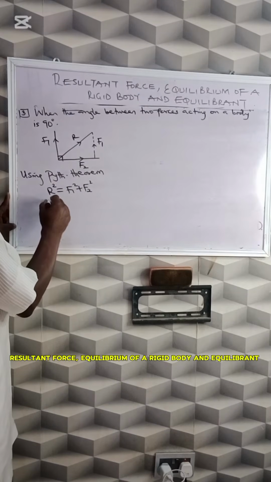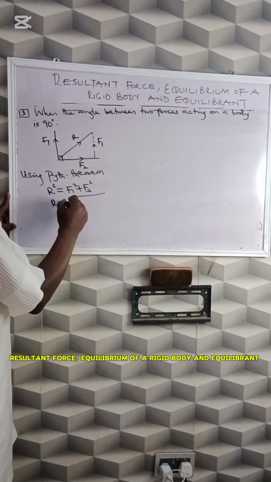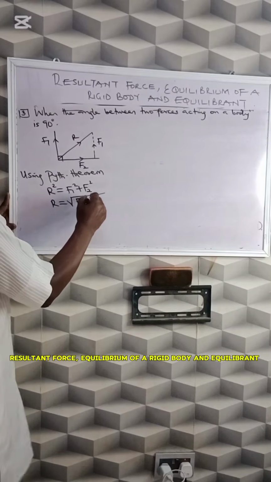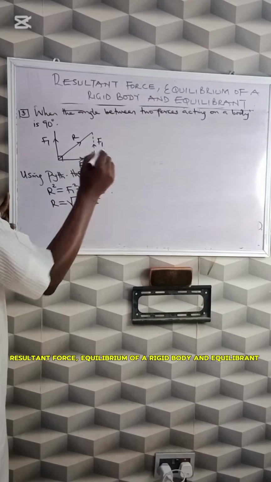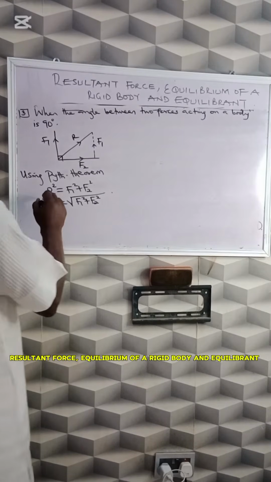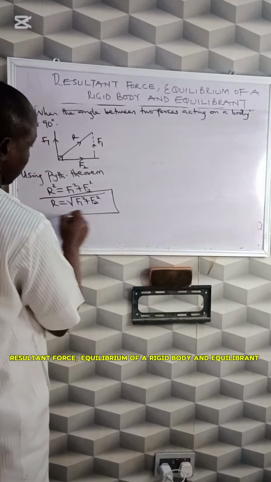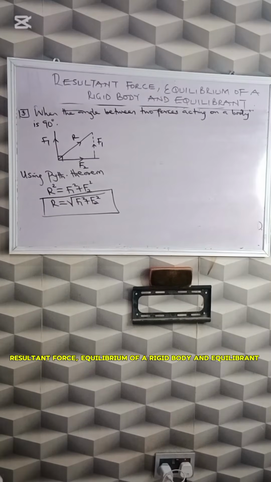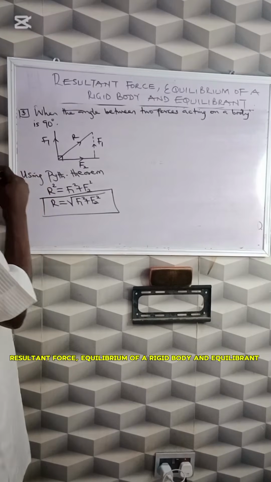So R is equal to the square root of F1 squared plus F2 squared. That is Pythagoras theorem. This is the formula we shall be using to calculate the resultant force when two forces are acting on a body at right angles to each other, at 90 degrees to each other. Then another thing is, what is the angle between the resultant and F1?